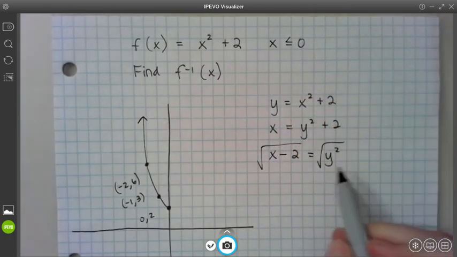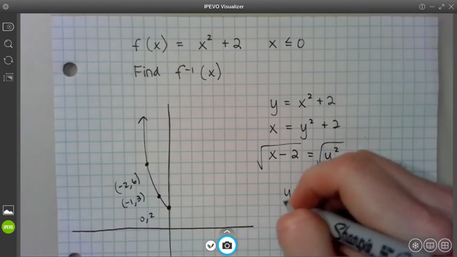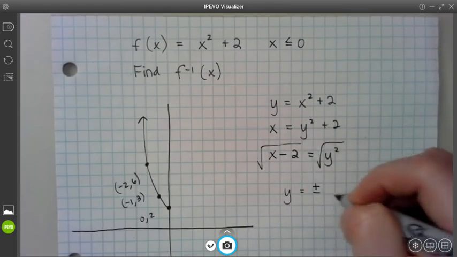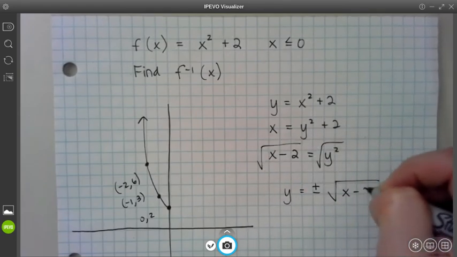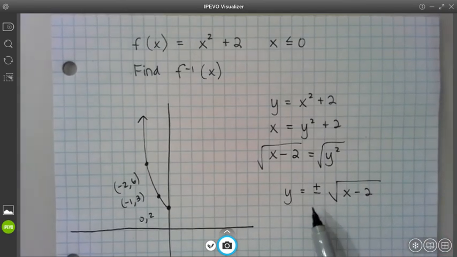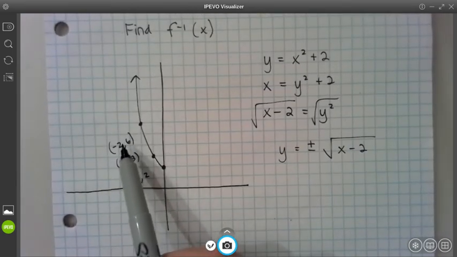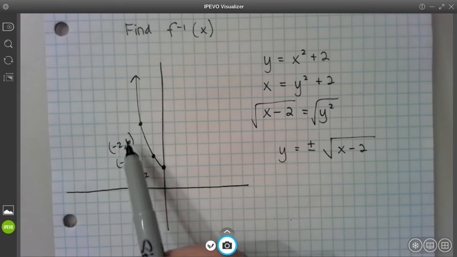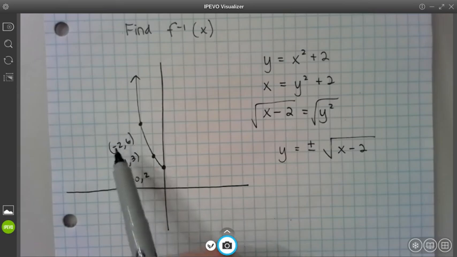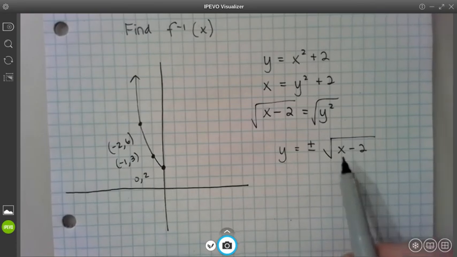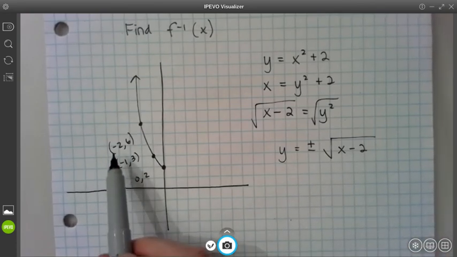Square root this side. When I take the square root of a square, it's going to create two versions, so plus or minus the square root of x minus 2. So guys, this is the inverse, but remember, technically, this is not a function. When you plug a number in, you're going to get two different numbers out. We're not going to keep the plus or minus sign; you're just not sure which one you need to make the inverse true. So I would pick a point off the original, like negative 2, 6. If negative 2, 6 is on the original, then 6, negative 2 has to be on the inverse. So I have to be able to plug 6 into the inverse and get a negative 2 to come out.